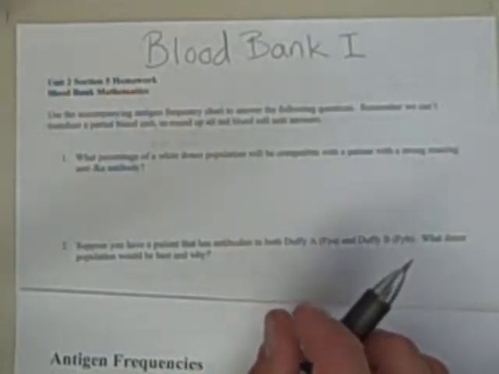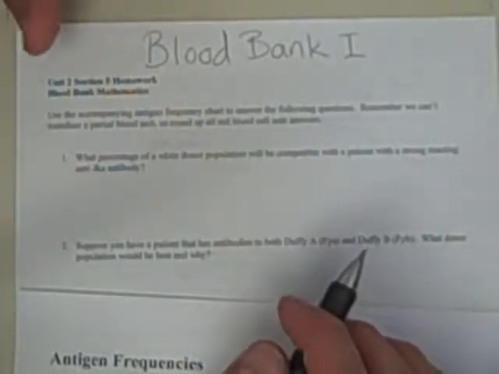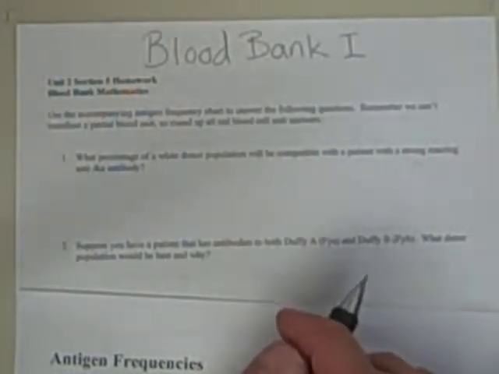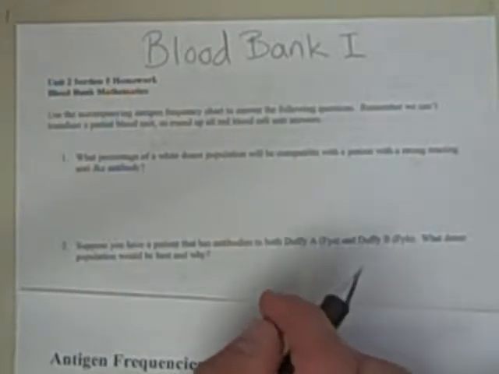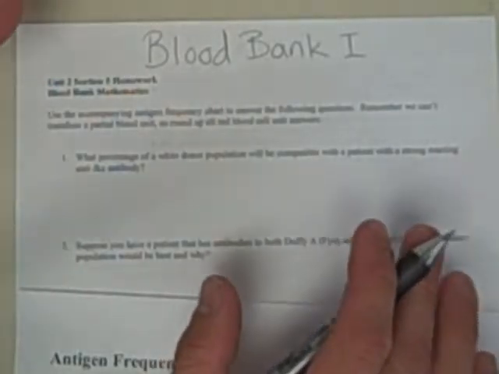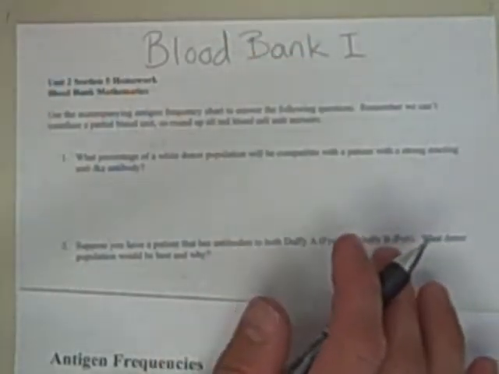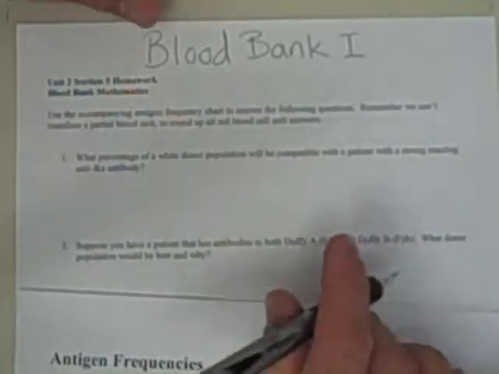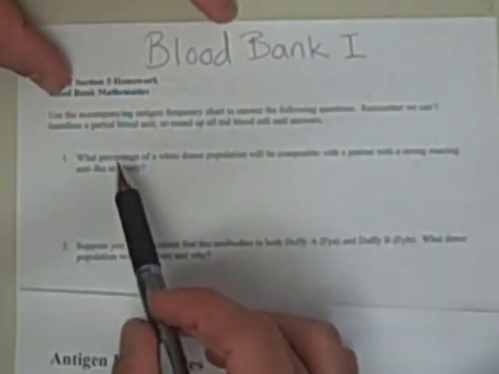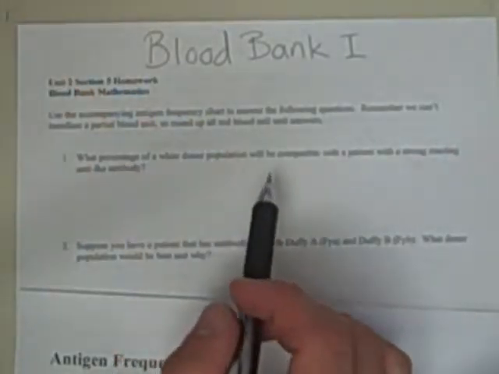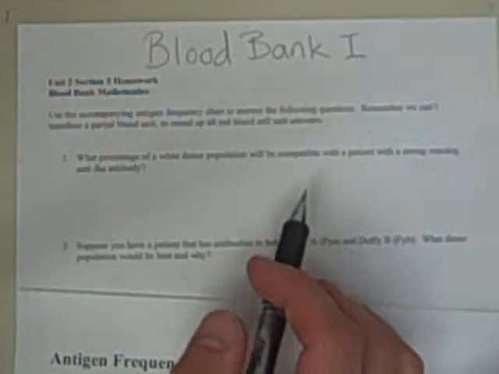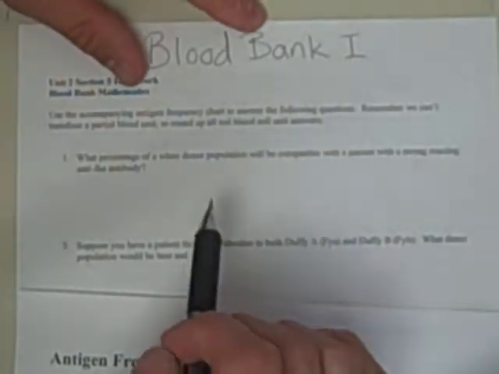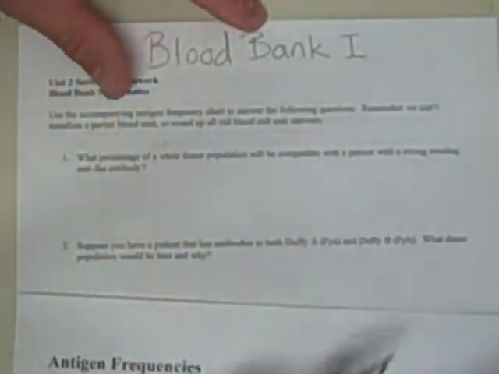All of this has its basis in antibodies that are made by my patient and antigens that I might find on the surface of the red cells that I want to transfuse. So we've got to look at what red cells would be compatible with the antibodies that the recipient is making. The very first question says, what percentage of a white donor population, again we're talking about where these red cells come from, will be compatible with a patient who has a strong reacting anti-JKA antibody?